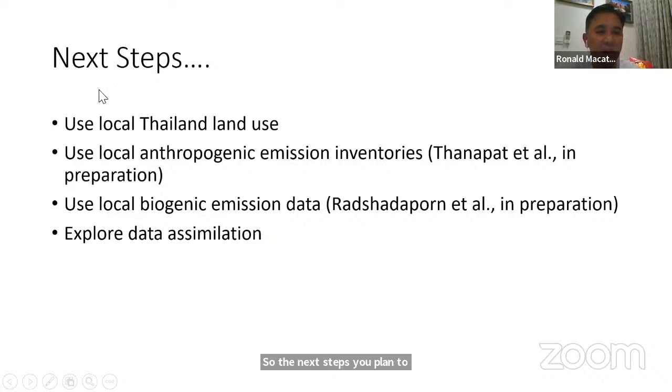So probably we'll use some local Thailand land use. We use the MODIS one, which I think needs to be updated, and then use an updated local anthropogenic emission inventory. That's already underway. And also use some local biogenic emission data, since in the region, especially the northern Thailand I showed, there are a lot of forests. So that's also underway, and also to explore data assimilation.